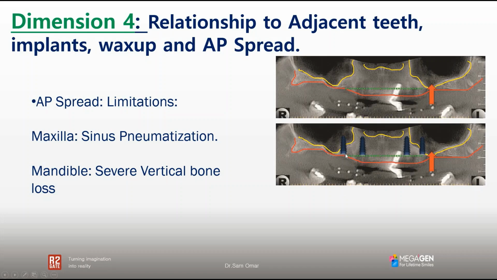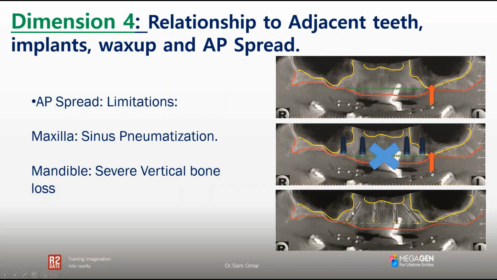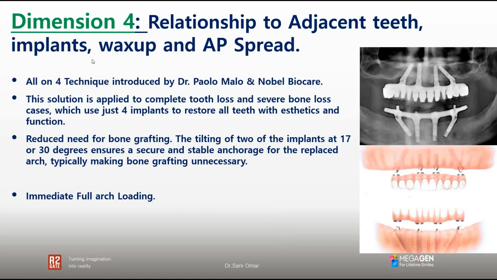Okay, so how can I get the same amount of AP spread? I need to end up with a prosthesis with the most spread possible, but in the meantime, how do I avoid going into the sinus or the nerve? This is where we came up with the idea of canted or tilted implants, which is what we call the all-on-4 or all-on-X. The all-on-4 technique was introduced by Dr. Paolo Malo and Nobel Biocare. This solution is applied in fully edentulous cases and severe bone loss cases. We place 4 implants to restore a full arch of teeth with aesthetics and function.